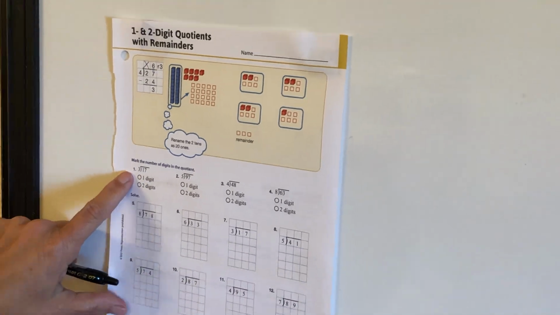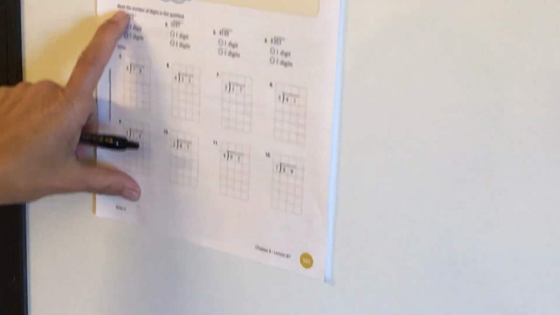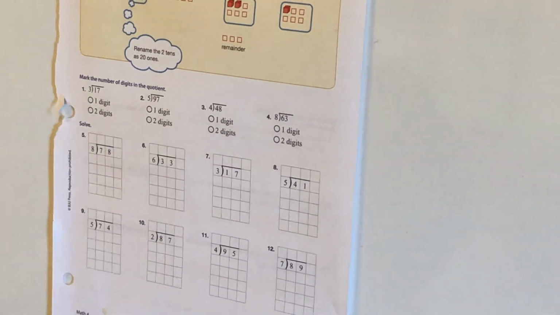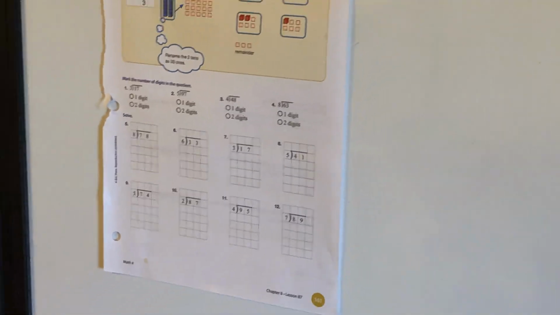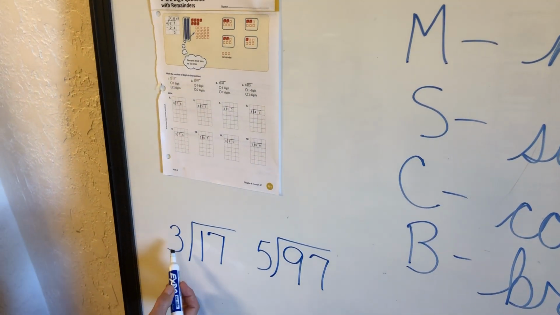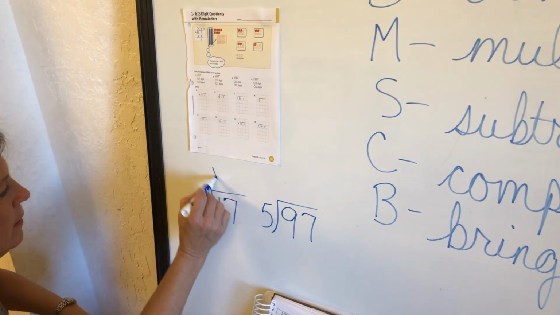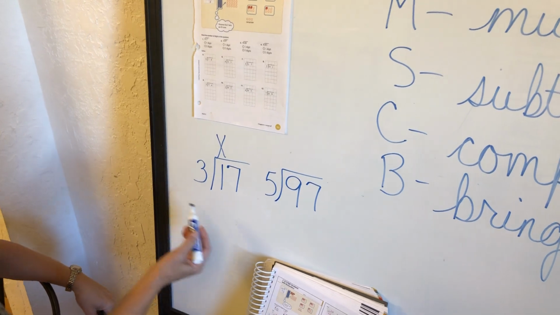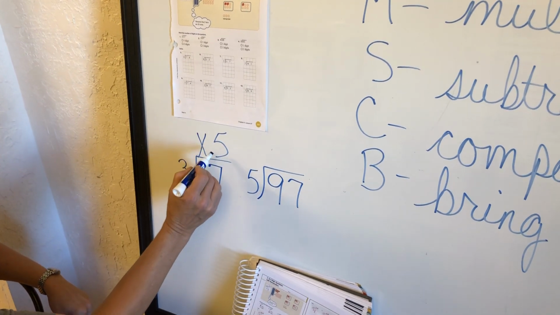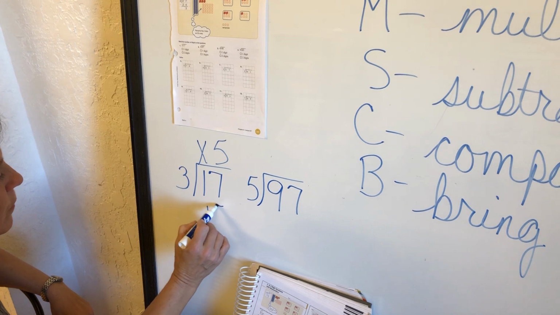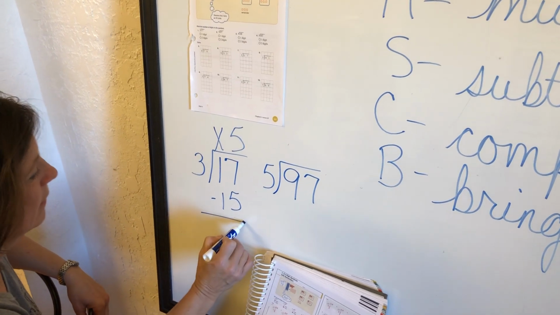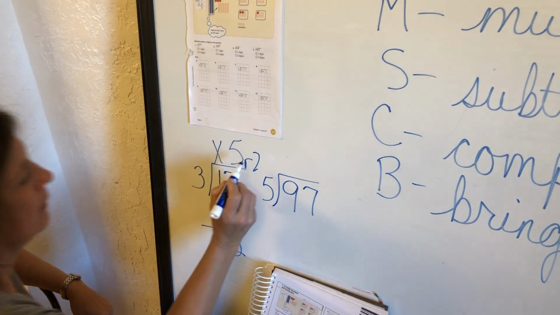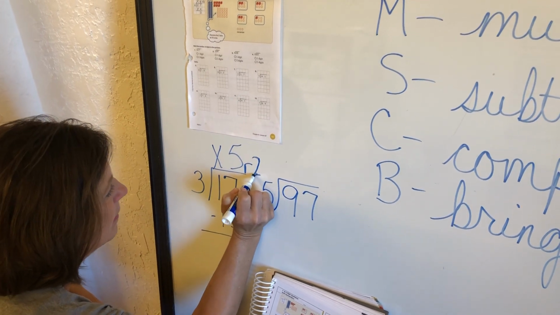Okay, now let's go down to number 1. Read the directions. Mark the number of digits in the quotient. So the quotient is your answer, right? So I put these numbers down here. How many times will 3 go into 1? It will not. How many times will 3 go into 17? 5. 5 times 3 is 15. Subtract, and you have remainder 2. Well, it does not ask you to do that.